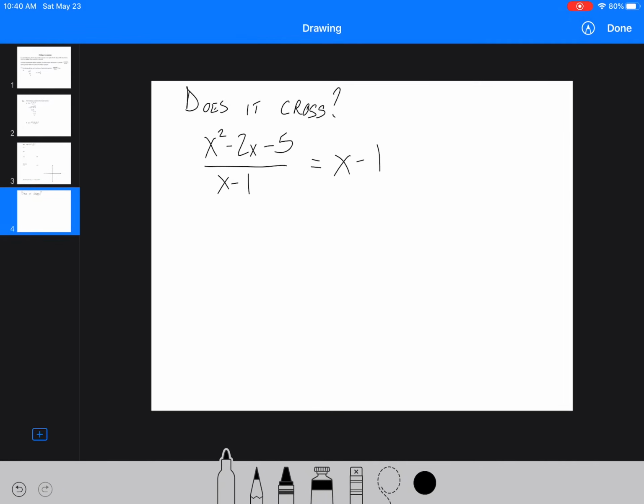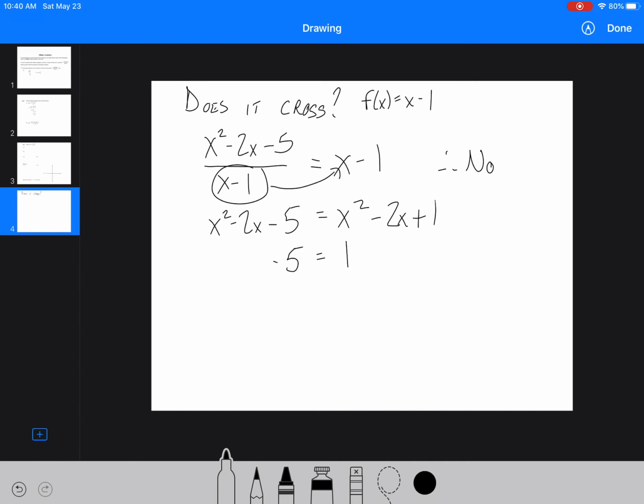So our slant asymptote is f of x equals x minus 1. When I solve this, we get x squared minus 2x minus 5 equals x squared, multiplying this to the other side, minus 2x plus 1. When I simplify this, I get negative 5 equals 1. So I can't actually solve it. There's no way of doing this, so no.